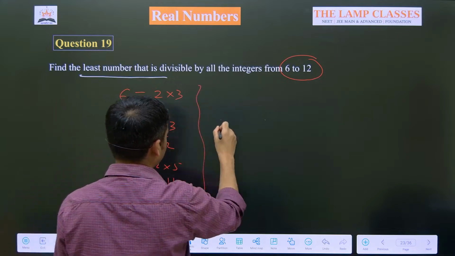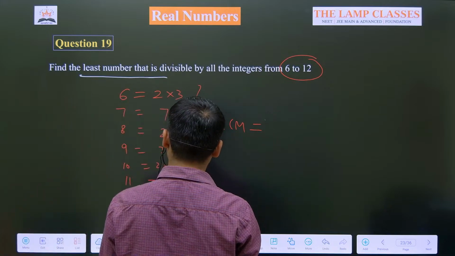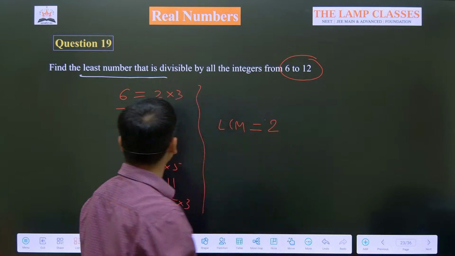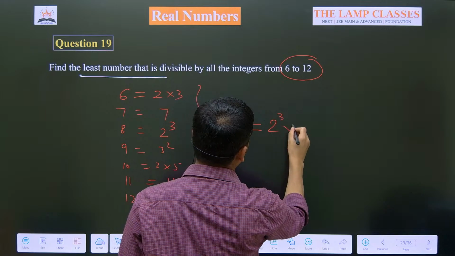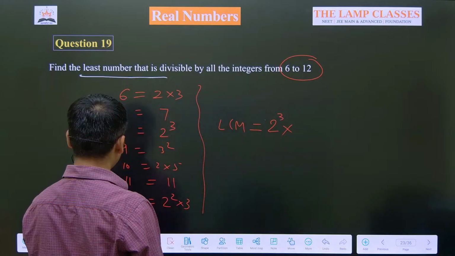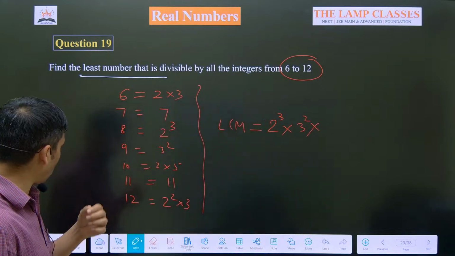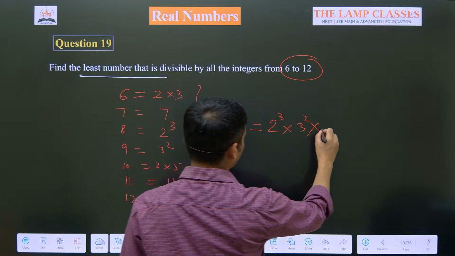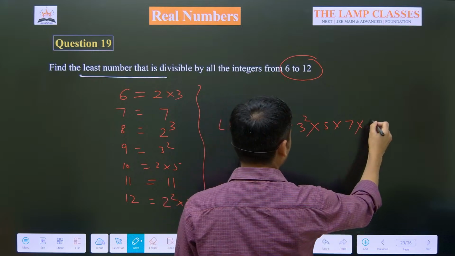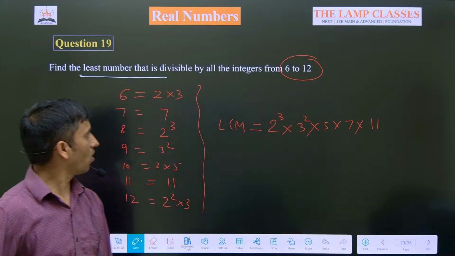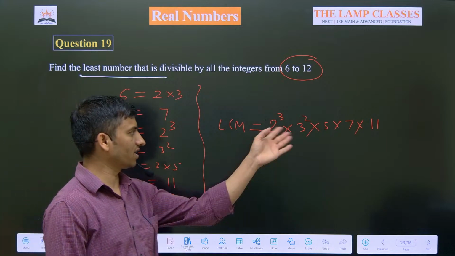So if I have to find the LCM of these numbers, what is the smallest prime in all of them? The smallest prime is 2 here, right? And what is the largest power of 2? It's 3. So 2 raised to 3, into the next prime, which is 3, and the highest power of 3 is 2. So 3 square. Then the next prime is 5, and the highest power is 1 only, right? So 5. Next prime is 7. Then we have 11. So this is the smallest number that is divisible by all of the numbers from 6 to 12. Now we can multiply them.